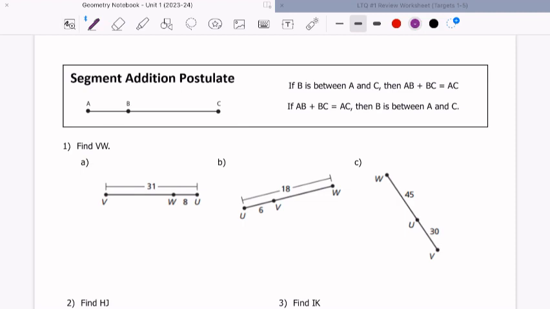But the segment addition postulate tells us that if B is between A and C, then AB plus BC equals AC. So I'm going to go ahead and use a couple of colors to show this. So AB is this portion here, BC is this portion here, and AC is the whole thing. Okay, so what that's telling us is if I take the measure from A to B and I add it to the length between B and C, that's going to give me the length of the whole segment, okay? Flipping that around, if AB plus BC equals AC, then we have to know that B is in between A and C. So it's just kind of the converse of that.